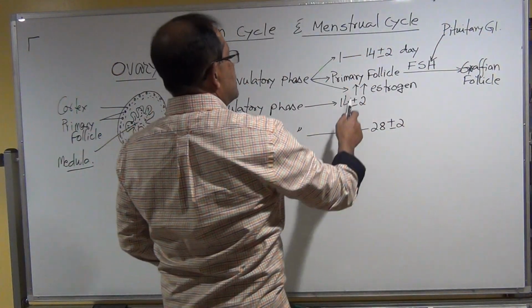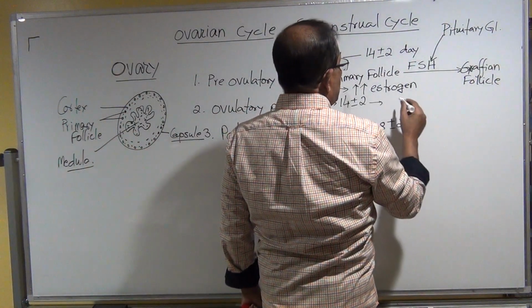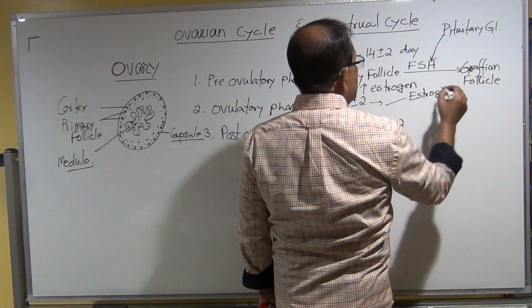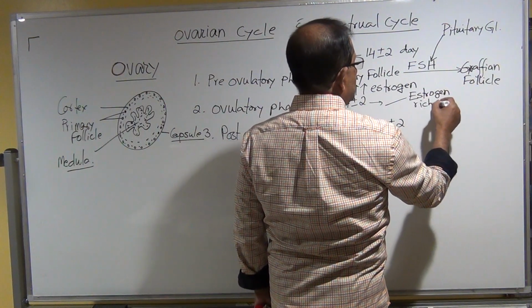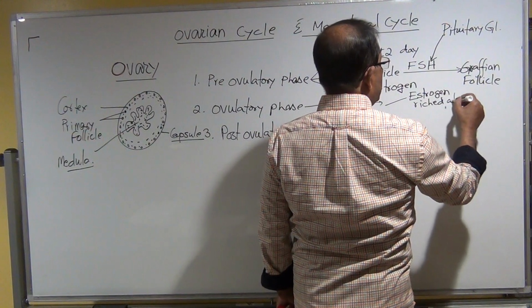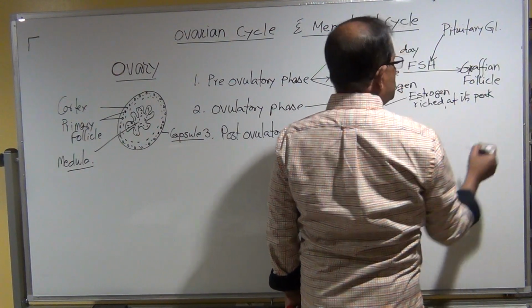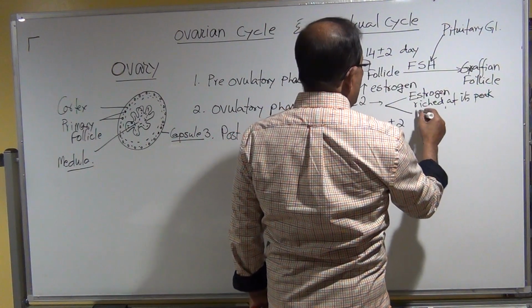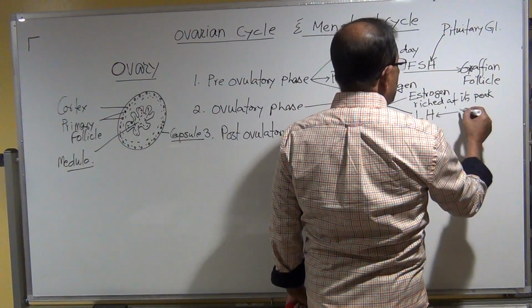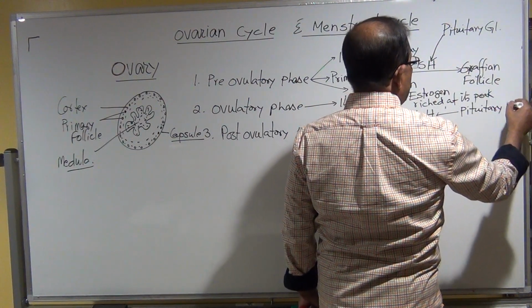So now, ovulation phase. In the ovulation phase, the estrogen reached its peak, and luteinizing hormone, LH, comes from pituitary gland.